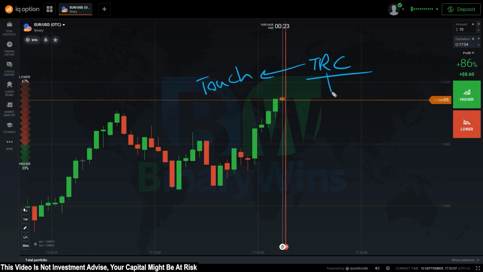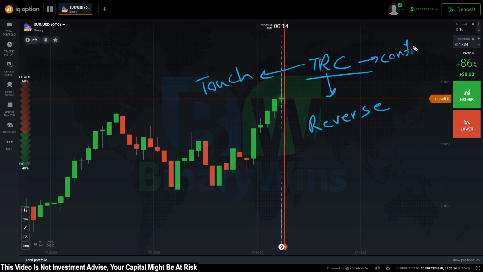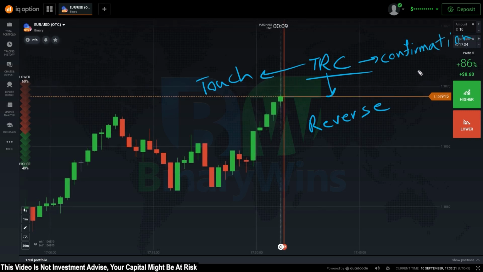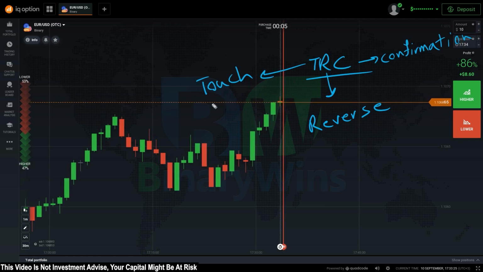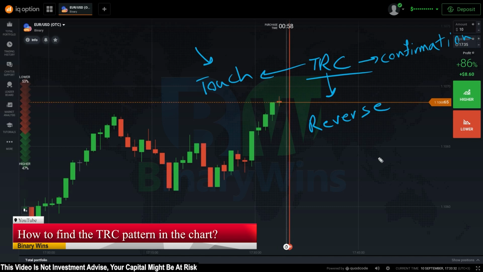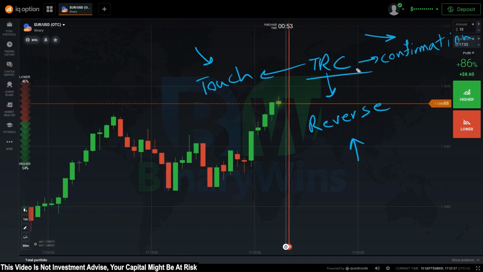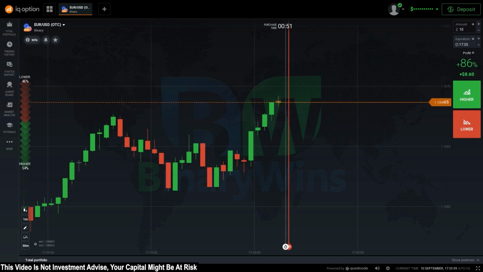These words are touch, reverse, and confirmation. But how should we use this pattern in charts and markets? What does touch mean? What does reverse mean? And where does the confirmation come from?